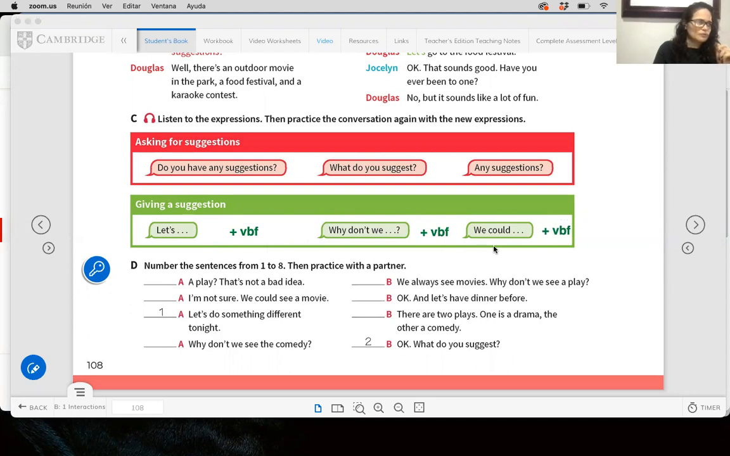We could, podríamos. We could visit a friend. We could go to the park. We could, whatever. So these are the 3 ways to answer. And down here, we have a conversation. It says number the sentences from 1 to 8, then practice with a partner.